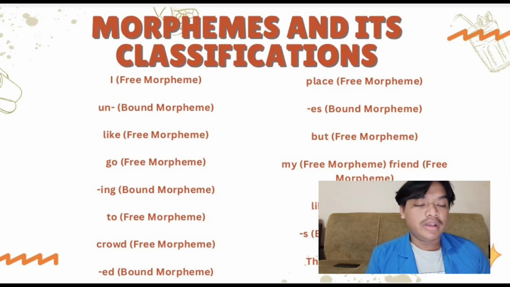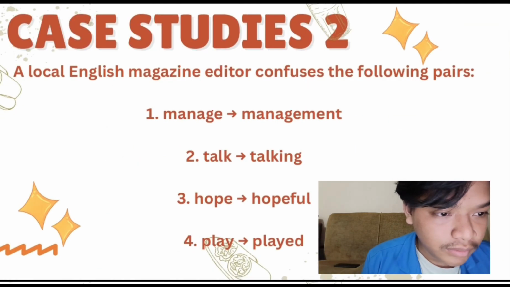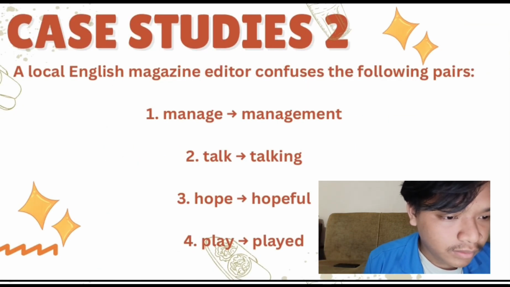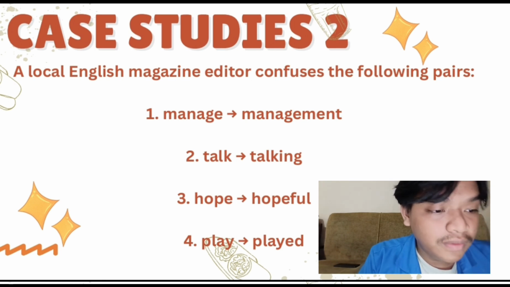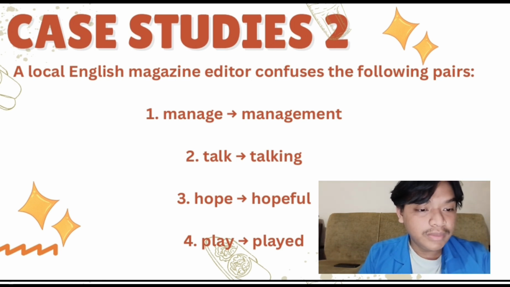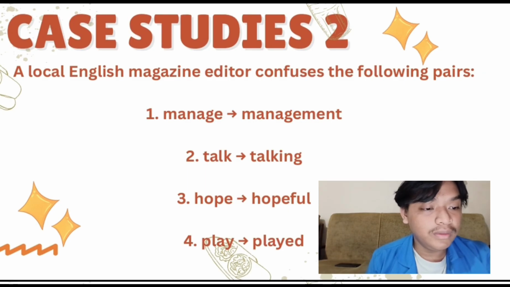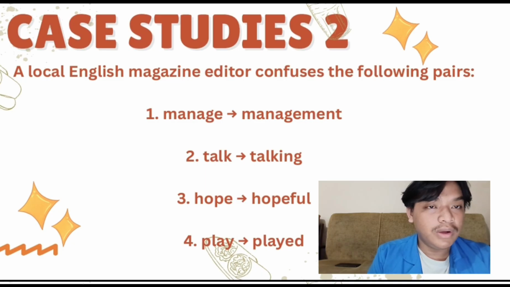Now we go on to case study 2. A local English magazine editor is confused about the following pairs: manage, management; talking; hopeful; played. In this case, the editor is confused about the use of morphemes in several word pairs. These pairs show different types of word formation processes involving either derivational or inflectional morphemes. Let's analyze the kind of morpheme in each example.